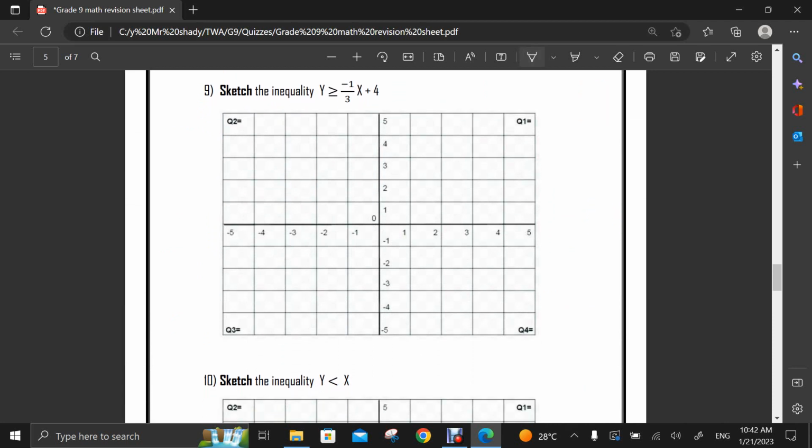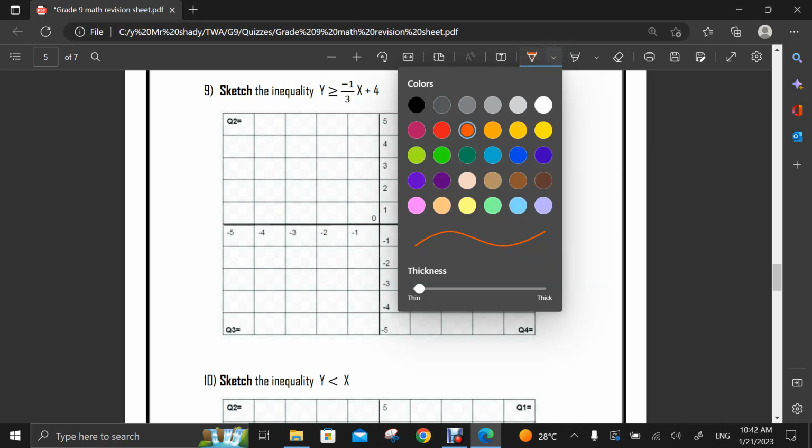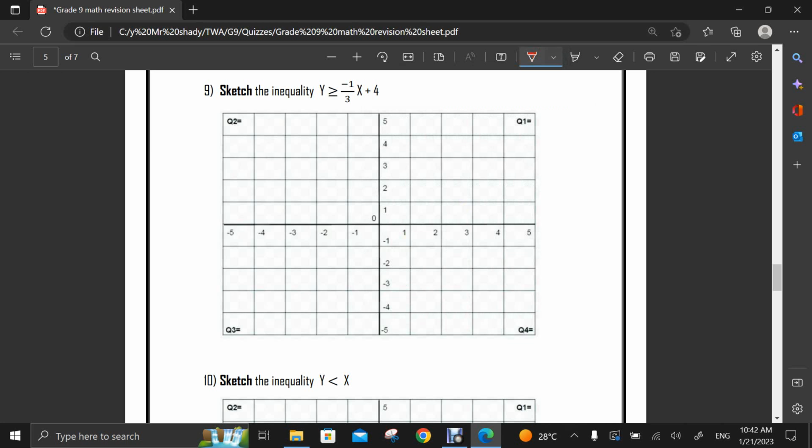Question 9, sketch the inequality y greater than or equal to negative 1 over 3x plus 4. The same thing, searching for the intercept on the y-axis, but before that, it's y bigger than or equal, greater than or equal. So this is to be a normal line. So positive 4 on the y-axis is here, and then the slope is negative 1 over 3. Move 1 unit down, 3 units right. 1, 2, 3. It will be here. So join it using a ruler.